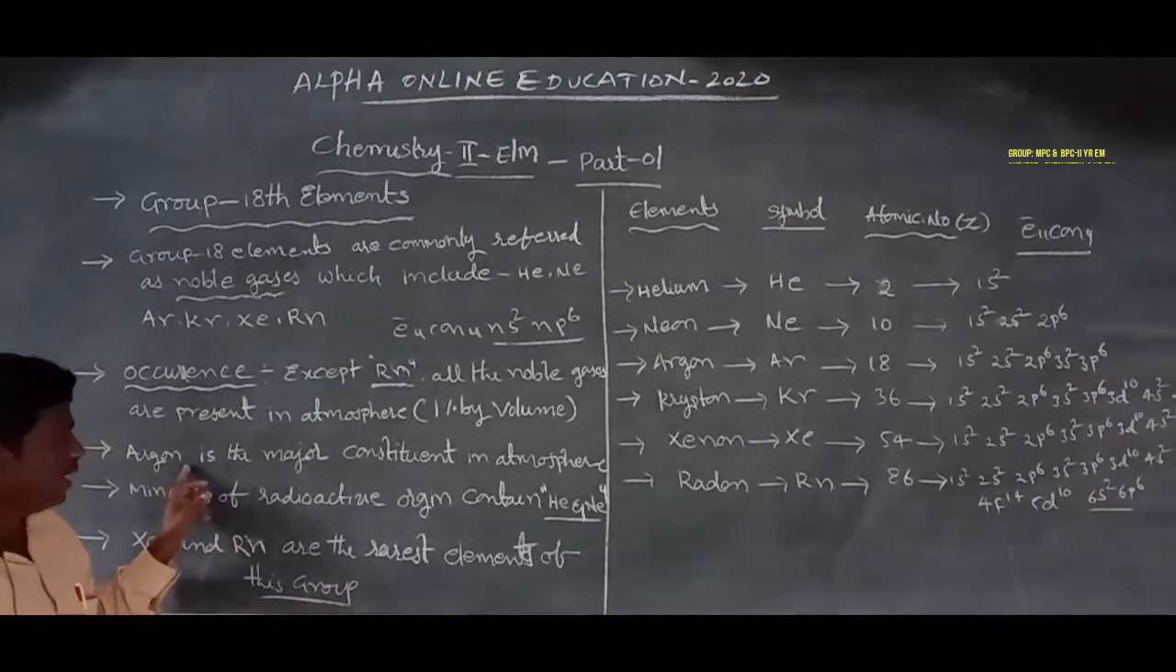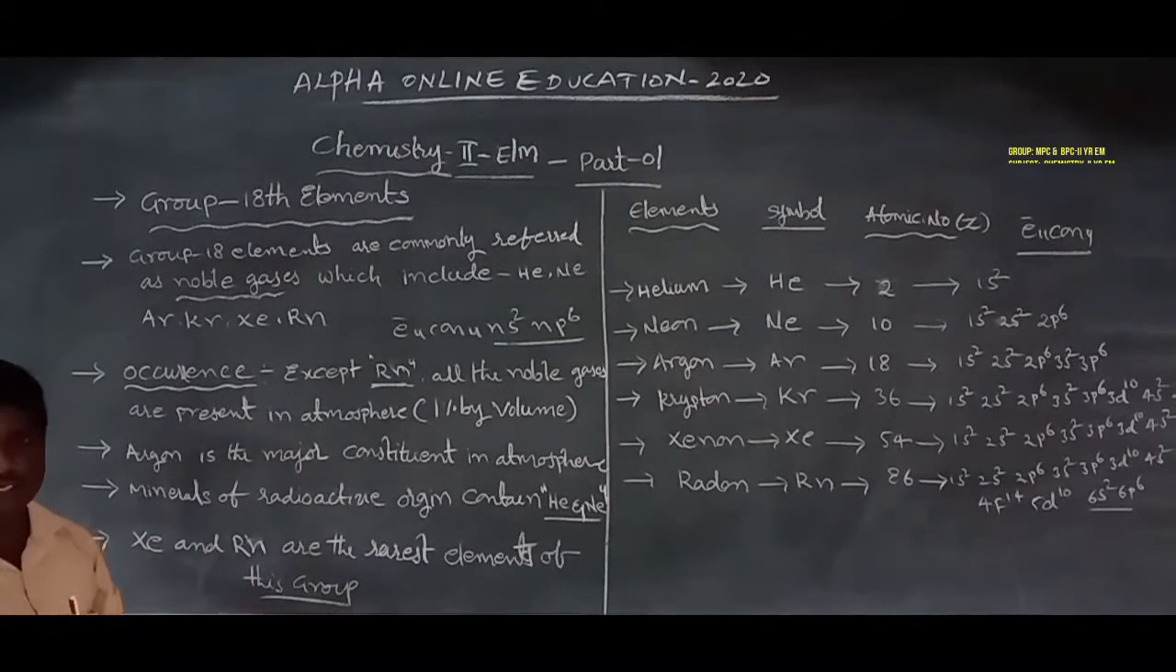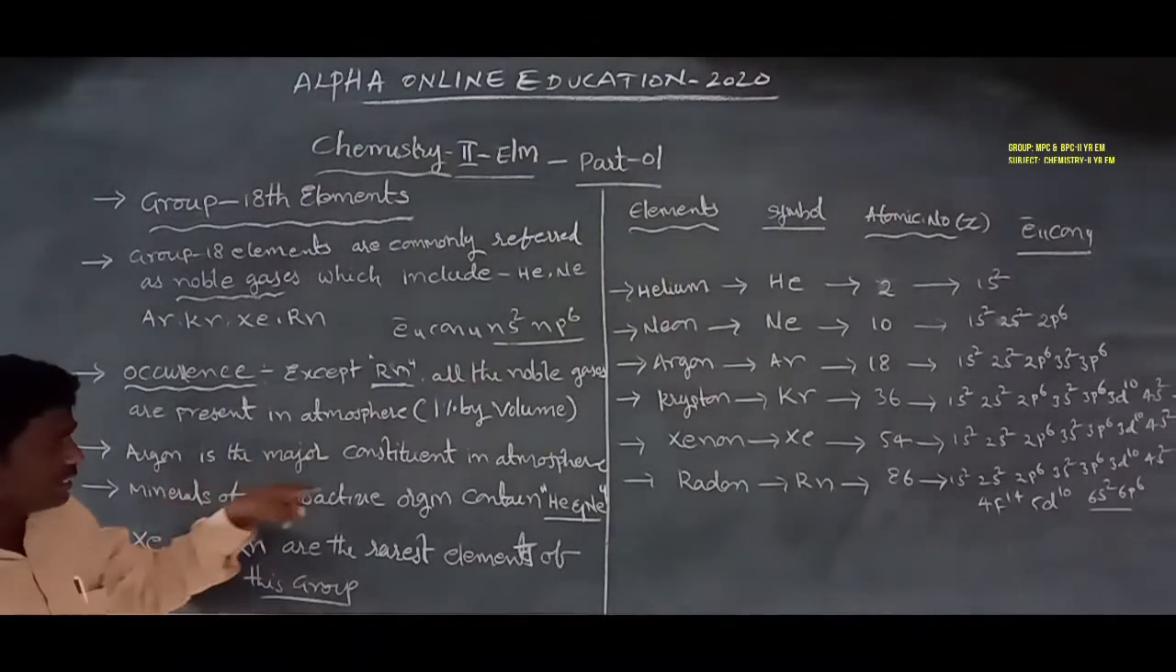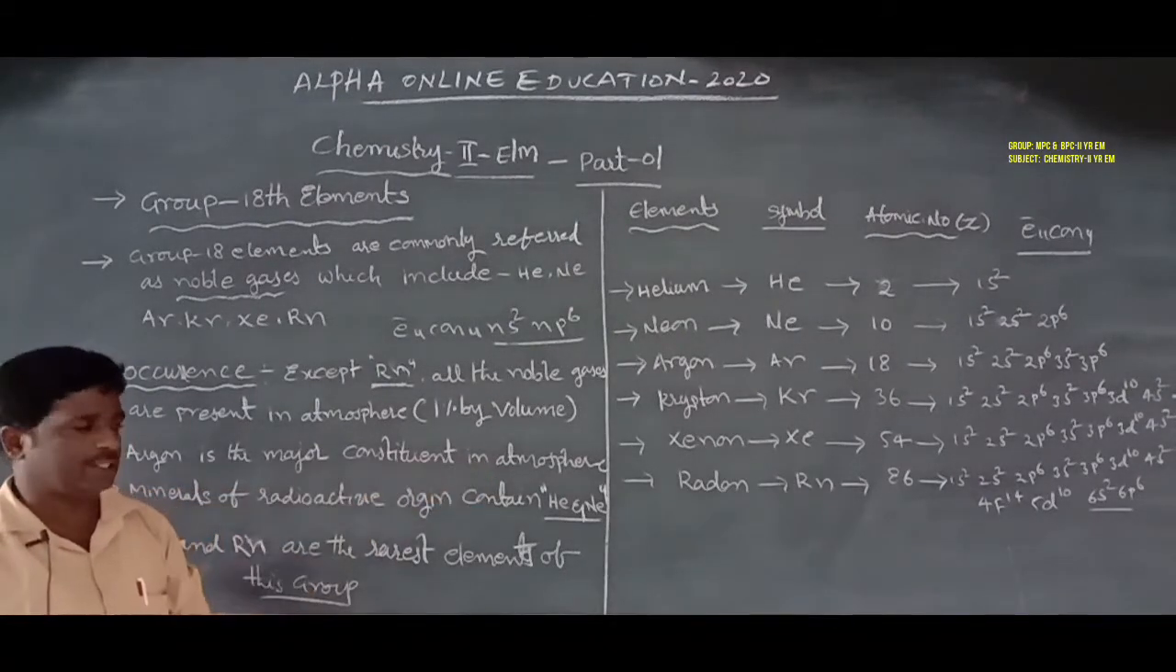Next, argon is the major constituent of the atmosphere. In group 18 elements or noble gases, argon is the major constituent in the atmosphere.